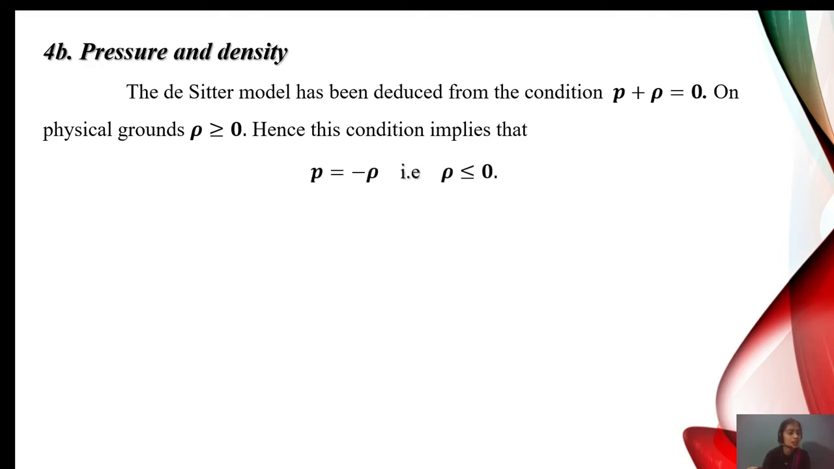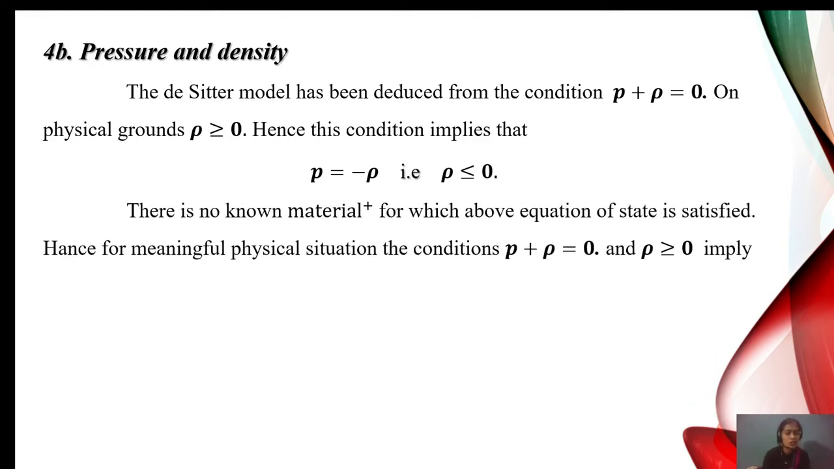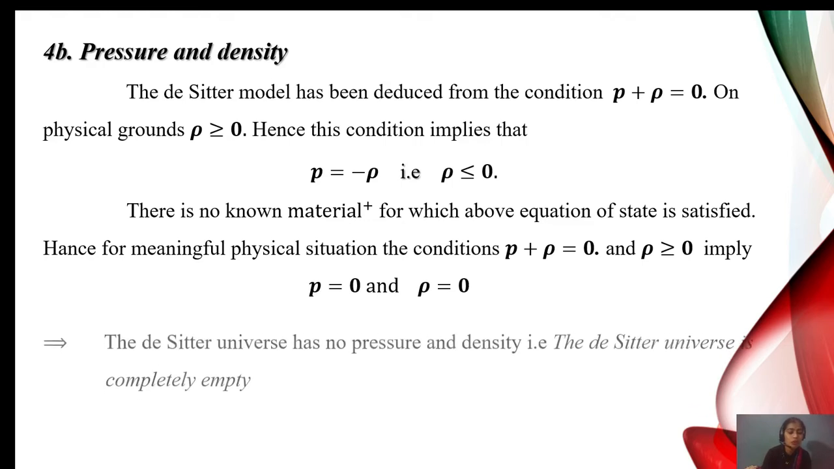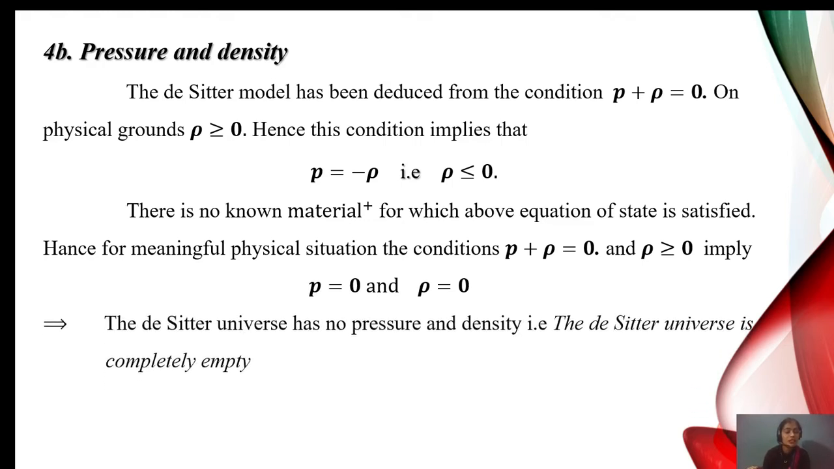Hence the condition implies that P equals minus rho, that is, P is less than or equal to 0. There is no known material for which the above equation of state is satisfied. Hence, for a meaningful physical situation of the condition P plus rho equals 0, taking P as a positive value implies that P equals 0, then rho also equals 0. Hence the de-Sitter universe has no pressure and density; that is, the de-Sitter universe is completely empty.